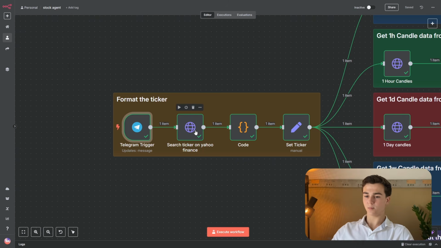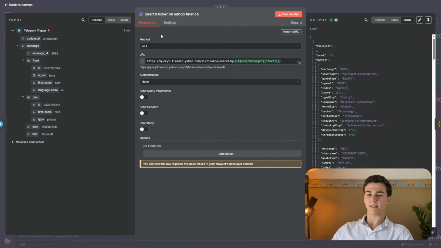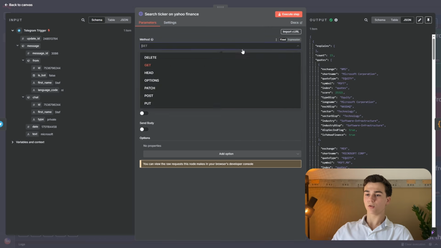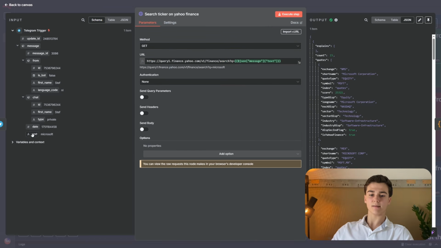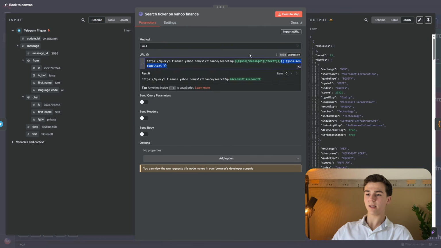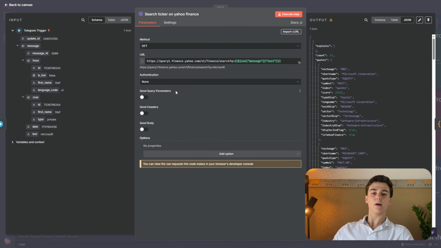So in this HTTP node, you will set your method on GET, and then the URL will be this, so you can just copy this part. And this green part is the JSON, and this will be the text, so you can drag this behind the part that you have just copied. So I will paste it in here. After you did that, the URL is set, and then the authentication will be on none. And then send query parameters, send headers, and send body will all be turned off.